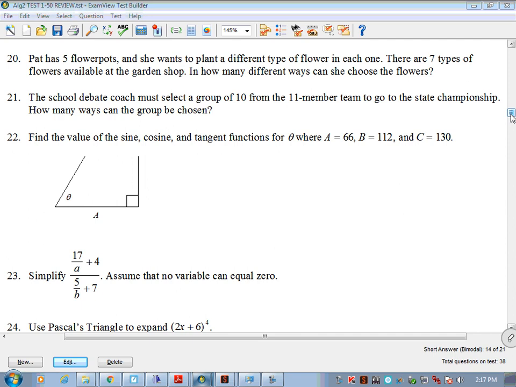Next question: a group of 10 members, only one team to go to the state championship. How many ways can the group be chosen? I got 10 different ones. Okay, you can have 10 different ones. Well, you're absolutely right. 39,916,000. If we have 10, and there are 11 people that could go. Oh, I think I understand here.